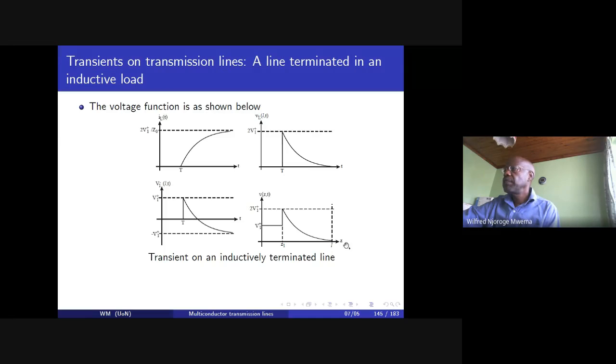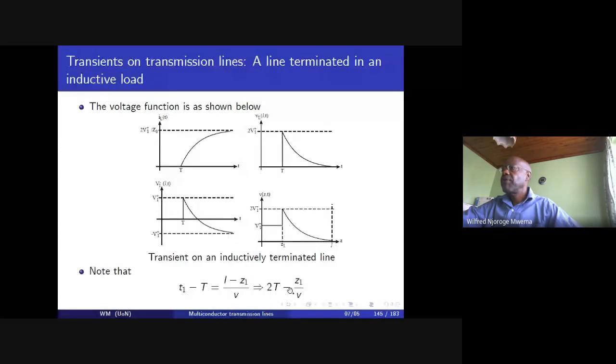This should be T, not Z. So we note that T1 minus T is just going to be 2L by V minus Z1 by V, and this gives us a value of twice T minus Z1 by V. That is the time we are dealing with for this particular case.